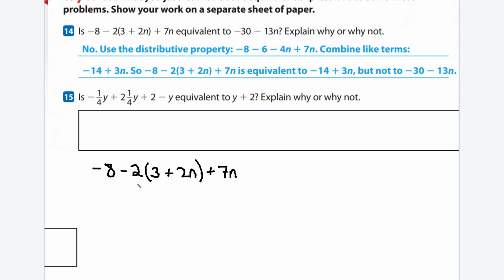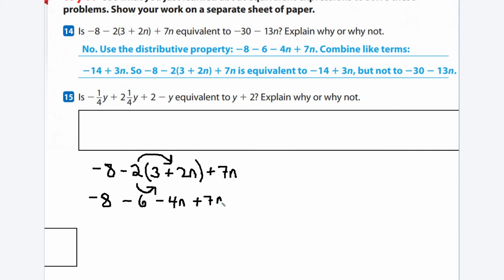First thing I'm going to do, distribute. Negative 8 stays negative 8. We're not doing anything with that. Negative 2 times 3 is negative 6. Negative 2 times positive 2n. Negative times positive is negative. 2 times 2n is 4n. Okay? And then I'm going to add the rest.